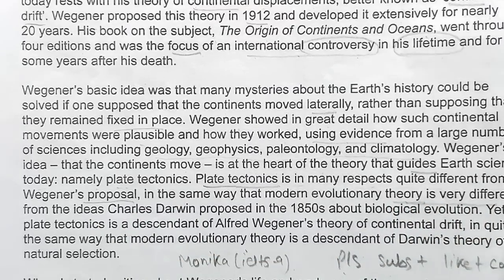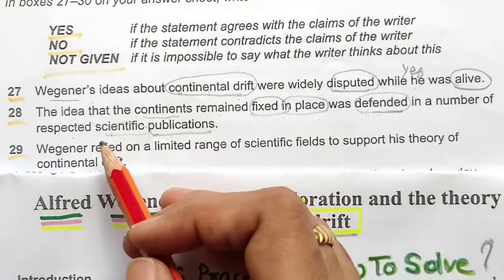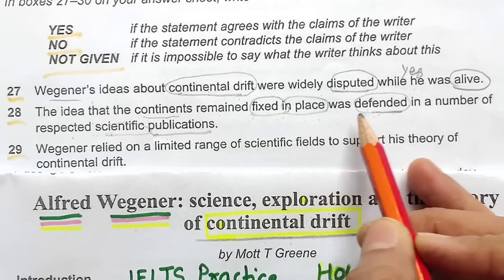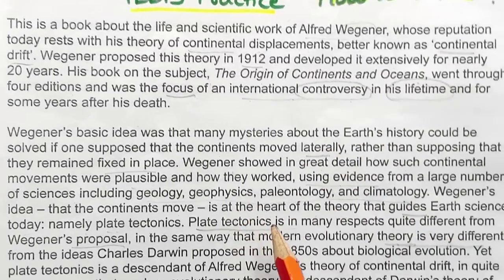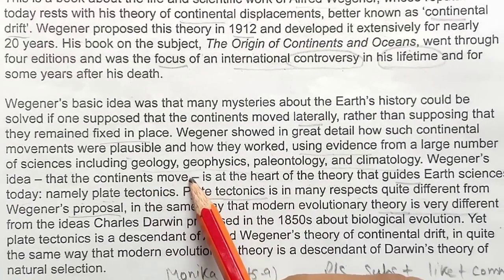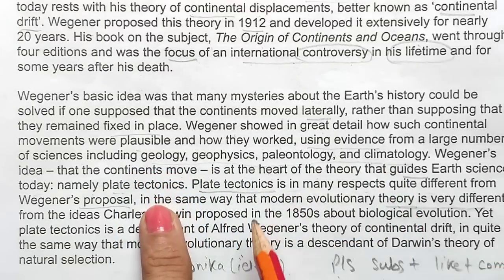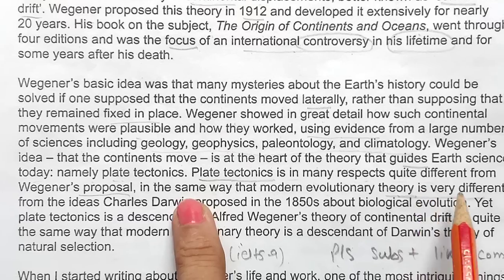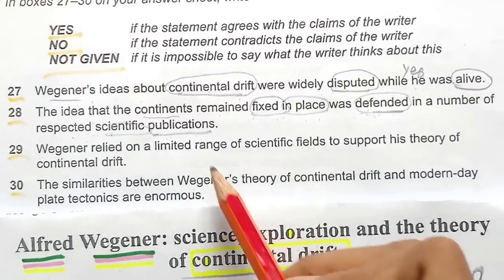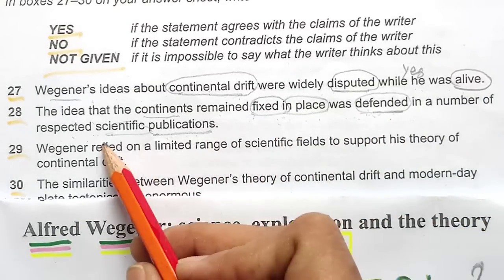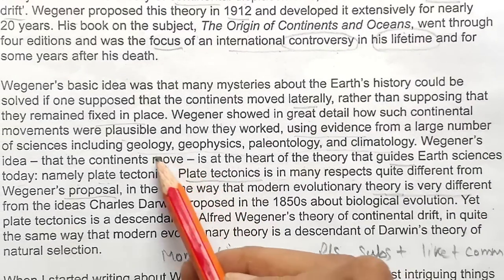Okay, so let's read the statement again. The 28th question is saying the idea that continents remain fixed in place was defended in a number of respected scientific publications. So no one has defended it and no scientific publications are mentioned. Only the writer is using these subject names. And plate tectonics theory is very different, but this is not related to continental movement. Actually, this publication is also not there.